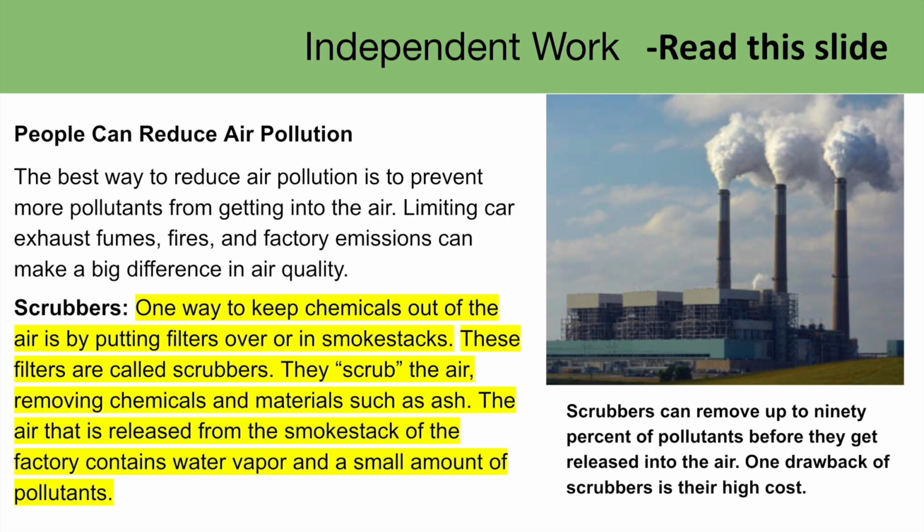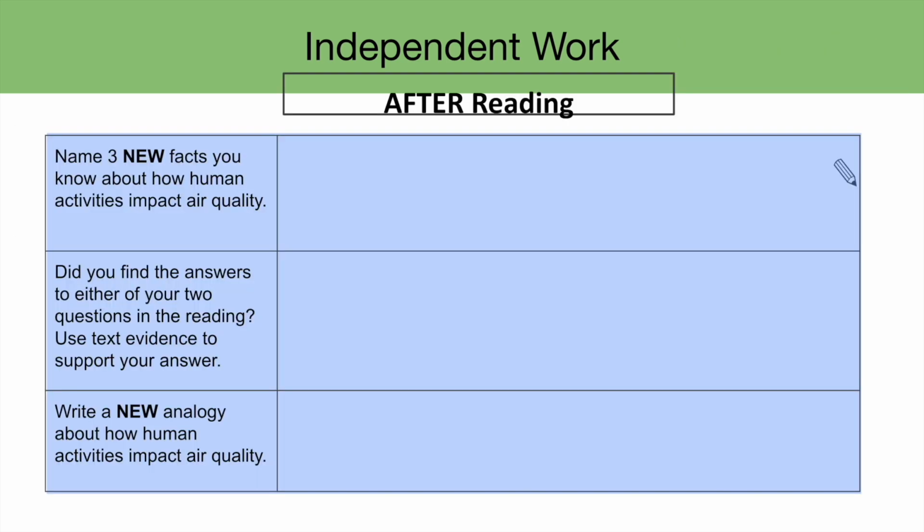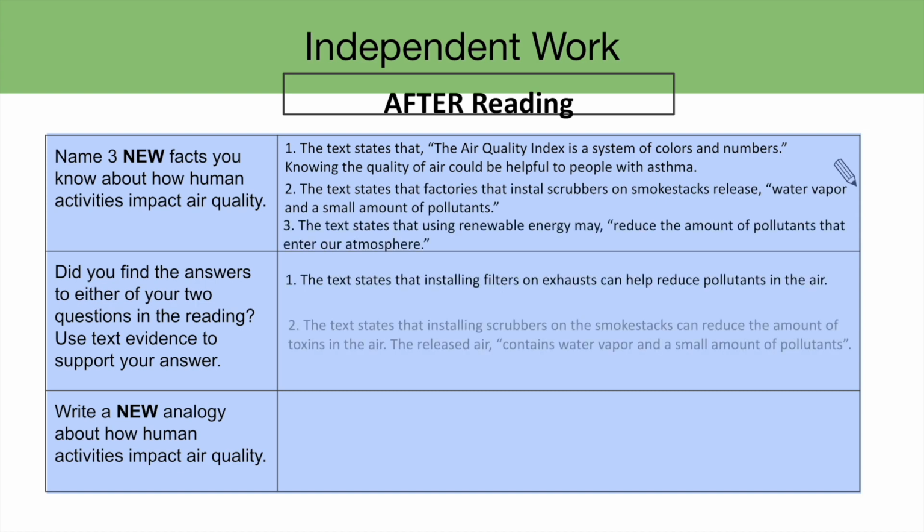One way to keep chemicals out of the air is by putting filters over or in smokestacks. These filters are called scrubbers. They scrub the air, removing chemicals and materials such as ash. The air that is released from the smokestack of the factory contains water vapor and a small amount of pollutants. So this answers my second question of how can factories reduce pollution. The text states that installing scrubbers on the smokestacks can reduce the amount of toxins in the air. The released air, quote, contains water vapor and a small amount of pollutants, end quote.